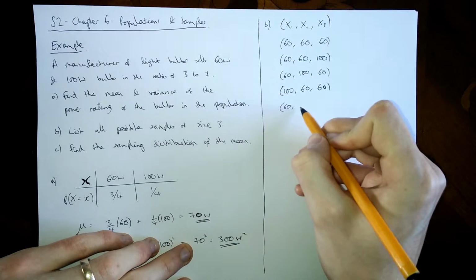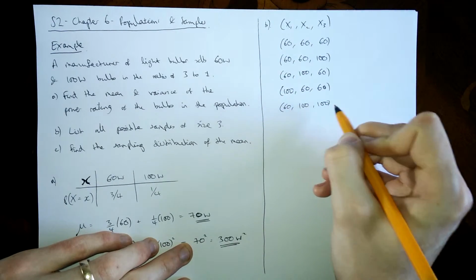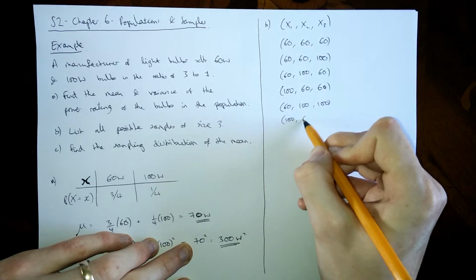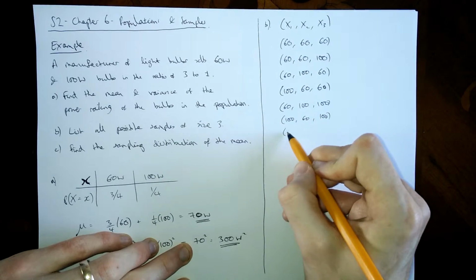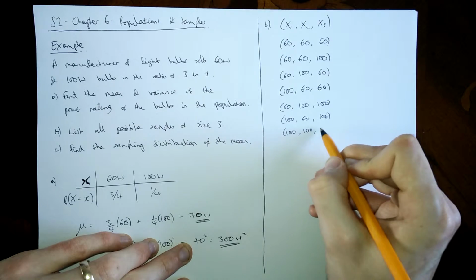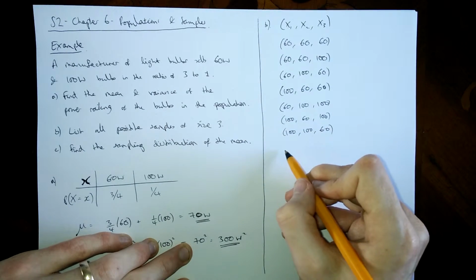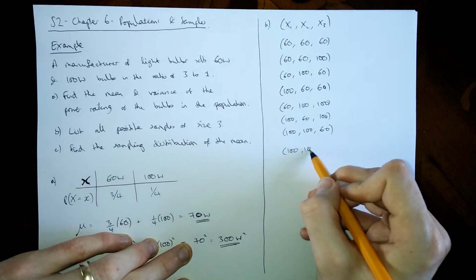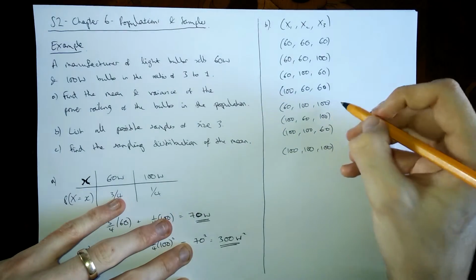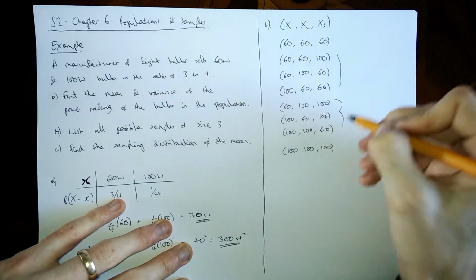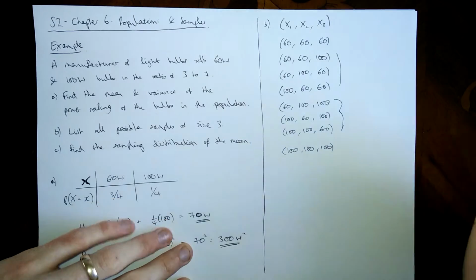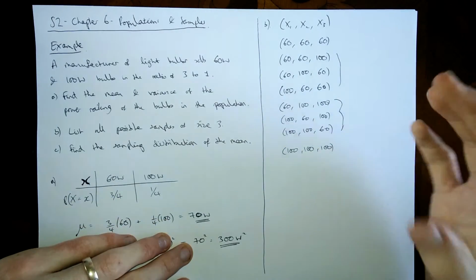Then you could get the first one 60 and the next 2 are 100. And then you can get the first one's 100, 60, 100. So there's 3 different ways of getting two 100s and a 60. And then finally they could all be 100, I guess. Obviously these ones are related, and these ones will be the same result. You get 260, but in a different way.